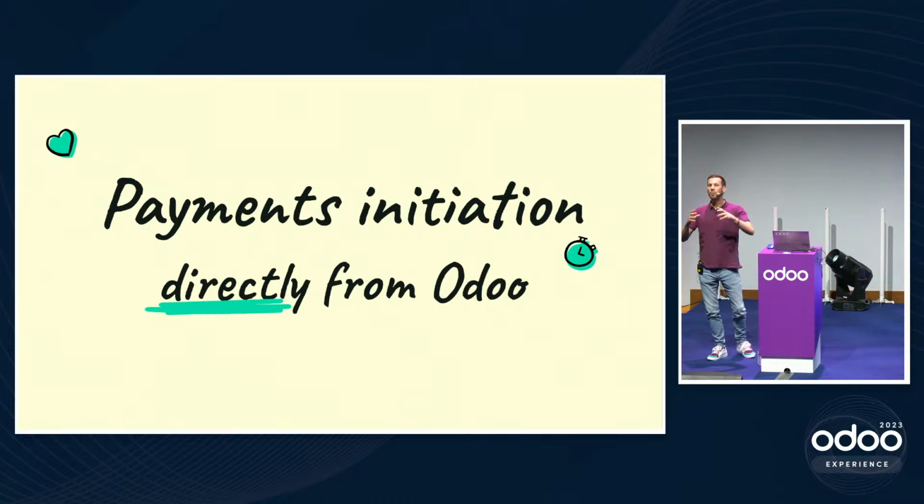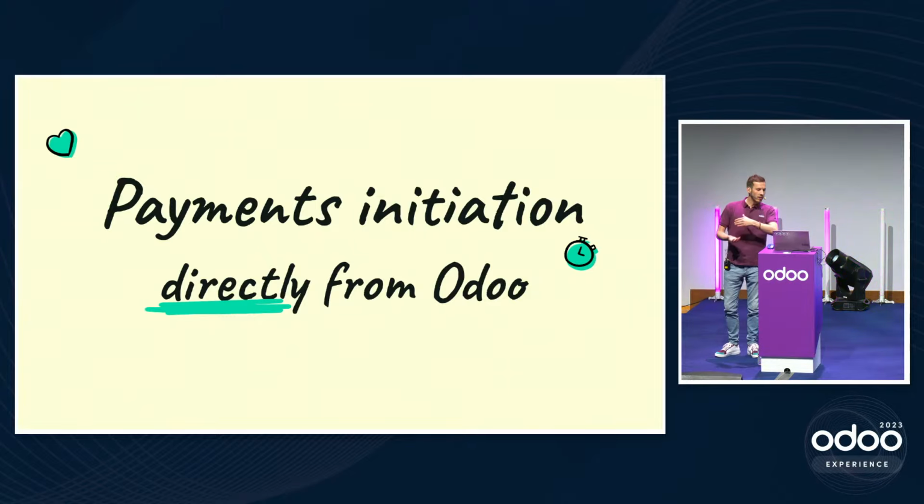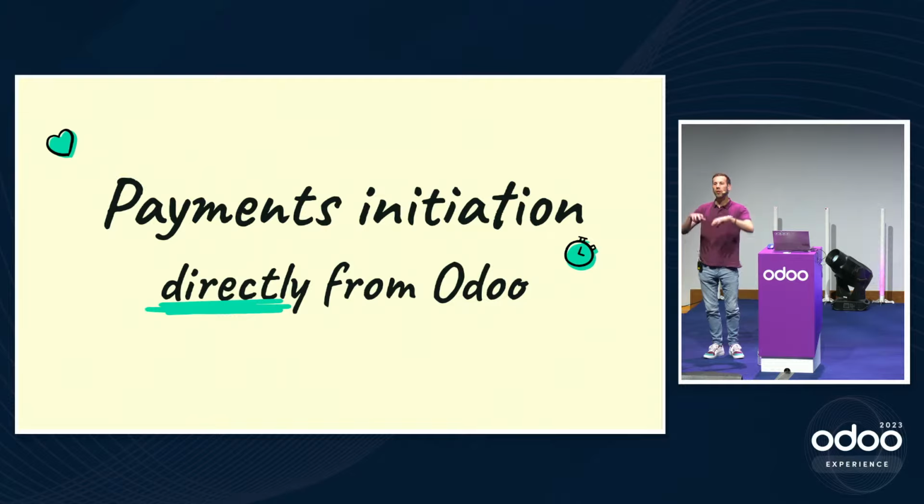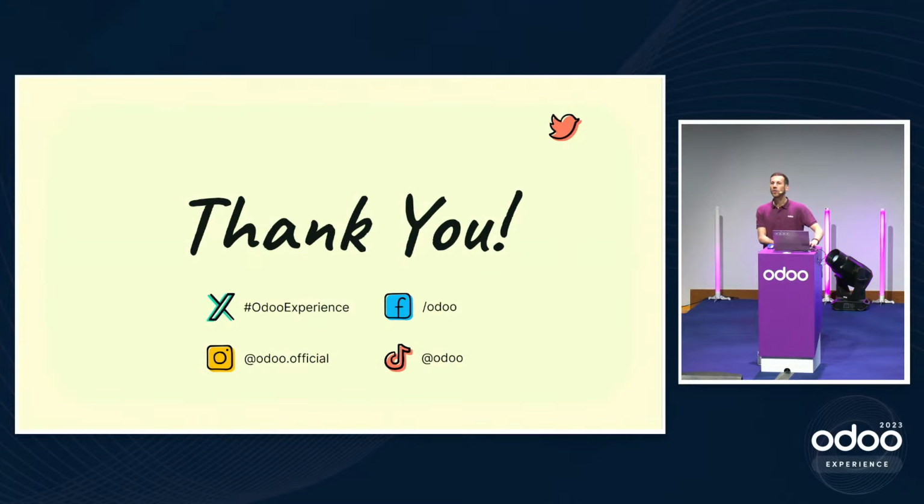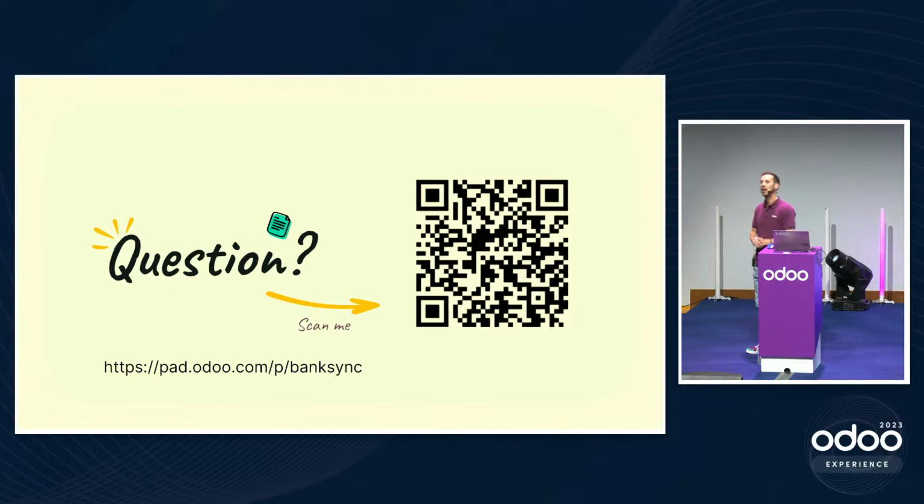And last but not least, thanks to this open banking regulation and technology, we will be able to initiate the payment directly from Odoo. That means that you can just create your payments in Odoo, approve them in Odoo, and process them from Odoo without having to go out and connect to your bank platform. So that was it for the bank synchronization. Thank you for your attention, and I put back the pad for your questions.